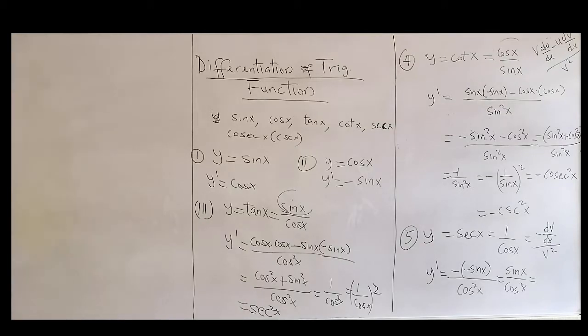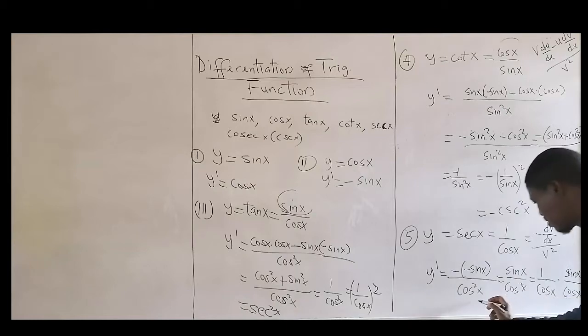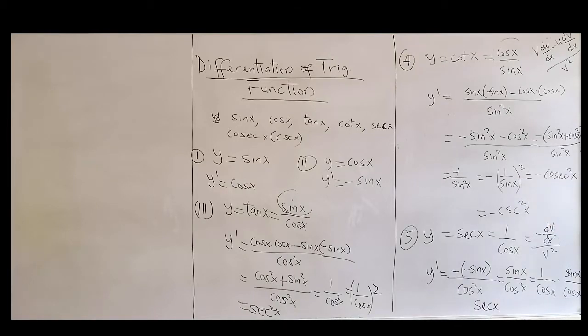So this will be equal to 1 over cos x times 1 over sine x over cos x. Just split this cos into 2 parts, with 1 on top and then sine over cos. Then finally, 1 over cos is sec x, and sine over cos is tan x. So the derivative of sec is sec x tan x.